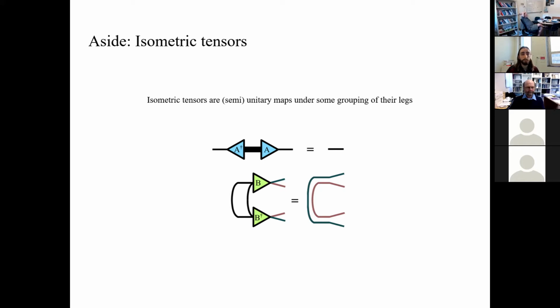Two legs sticking from the same point. What does that mean? So this is two different legs. You just put them together. You can flatten a matrix into a vector. You can flatten an order 4 tensor into a matrix, or any order tensor into a matrix. So B here would just be like a unitary matrix when you flatten these dimensions.